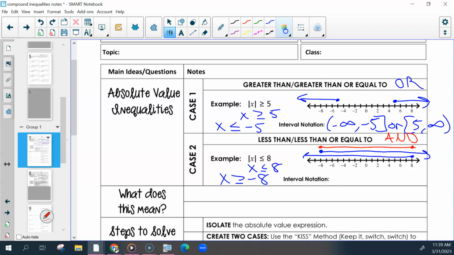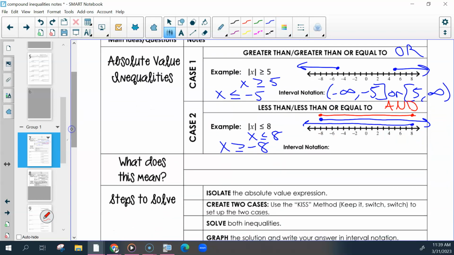So you don't have to memorize that less than or equal to are ands and the others are ors, but it may help you when you go to graph it. So then your interval notation would start at negative 8 and end at 8. Both will be brackets. And then once you have all of that done, I'm going to give you the definition and these steps.